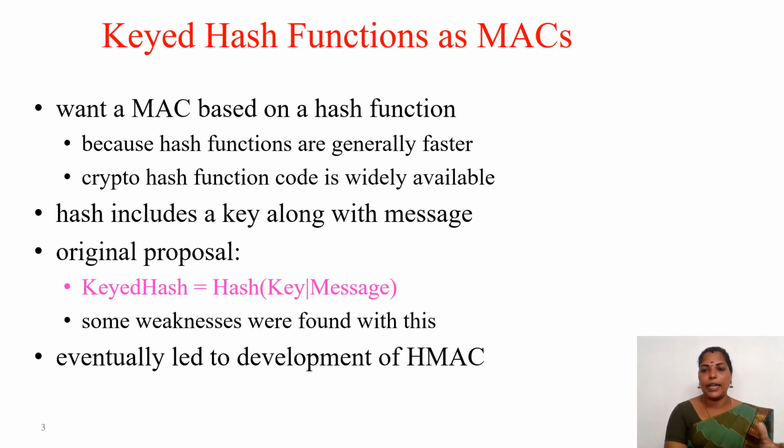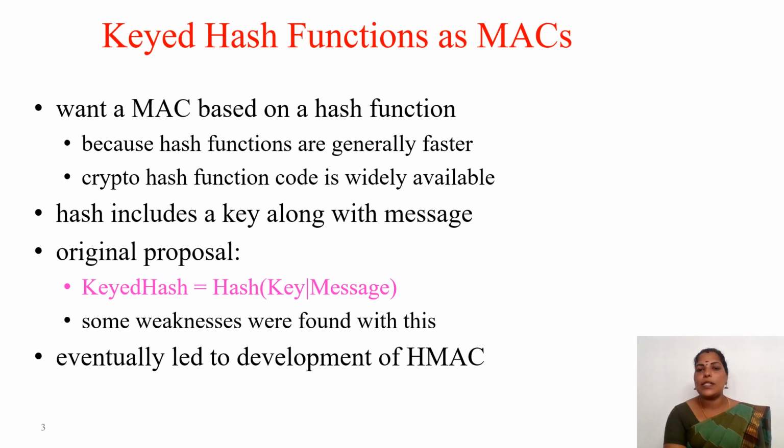If we combine this message authentication code with the hash function, what will we get? What are the advantages? Because we are merging the advantages of these two techniques. Hash functions are generally faster and crypto hash function code is widely available. So only we are combining this MAC based on the hash function. So we are merging these two techniques.